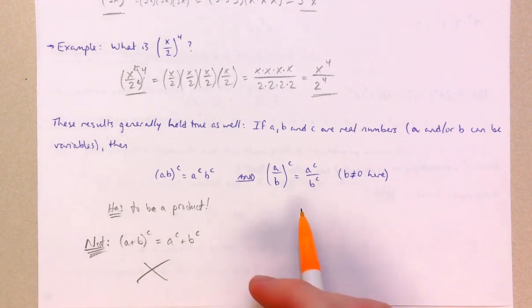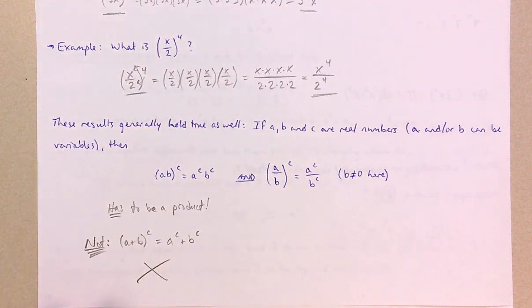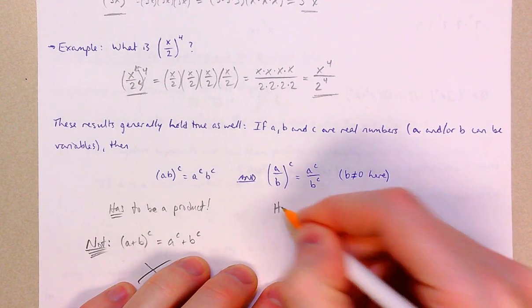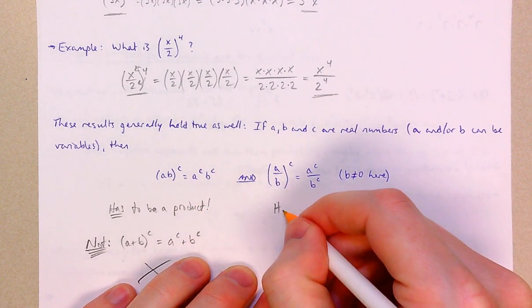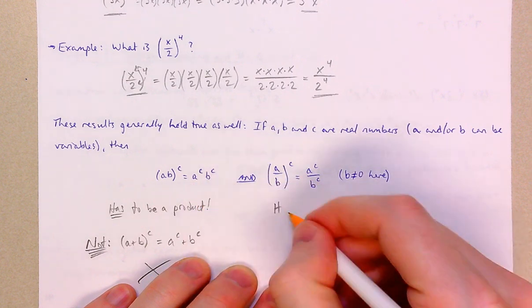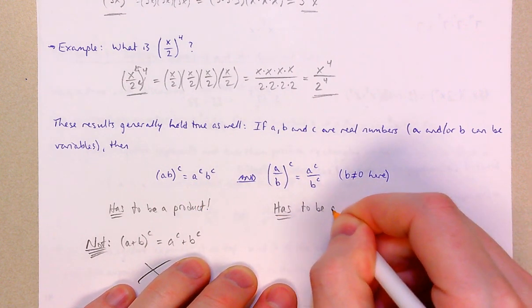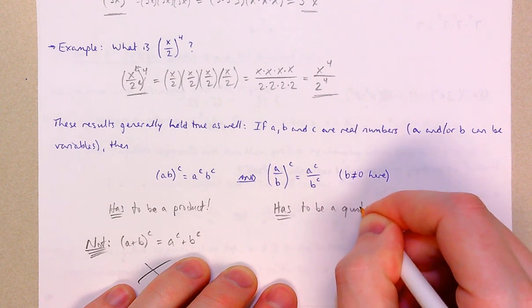Now for this particular one, b cannot be 0 because we would have 0 on the bottom and we cannot divide by 0. Similar to this rule here, it has to be a quotient.